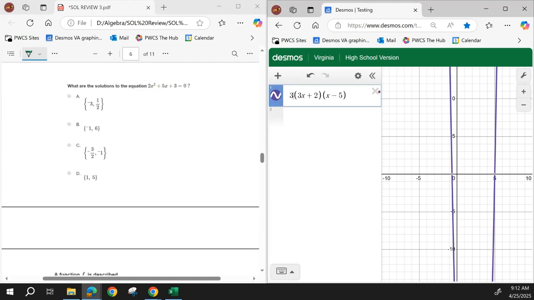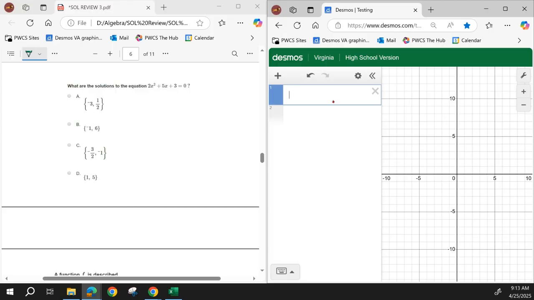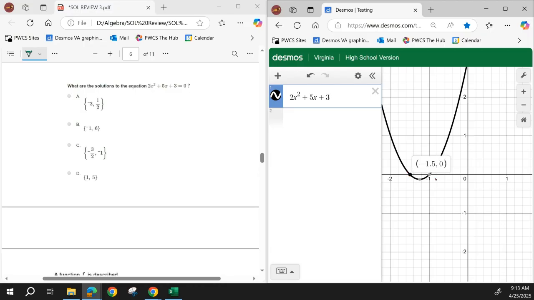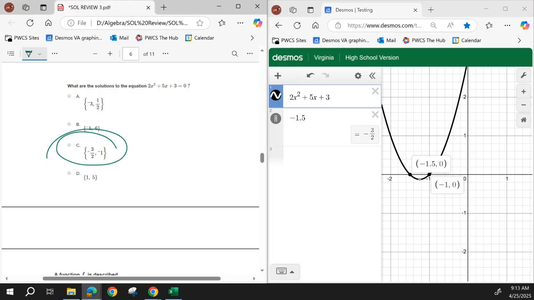So anytime we're looking for roots, solutions, zeros, factors, the thing we need to do is we need to graph the function. And then we're going to go locate the x-intercepts. You might want to zoom in if you can't see them right away. We have -1 and -1.5. We should always take those decimals and convert them to fractions. So really we have -1 and -3/2, and we can choose that as our answer.